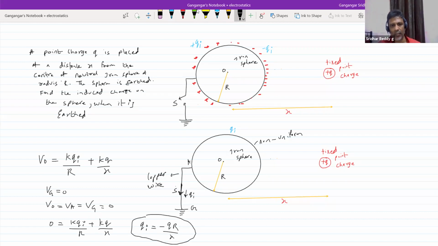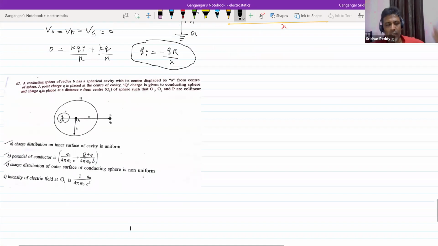You have to be careful. I'll keep a negative charge here, minus Q. Then what happens here? You will get plus Qi. Okay, last one, then we'll go for conducting plates. There's a cavity here. Cavity, I'll shade it.